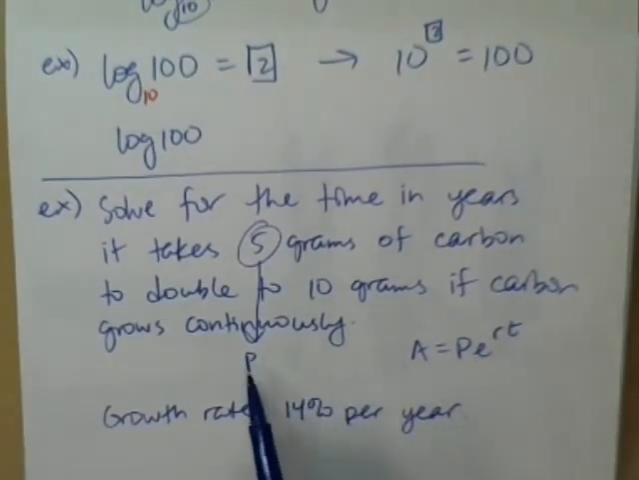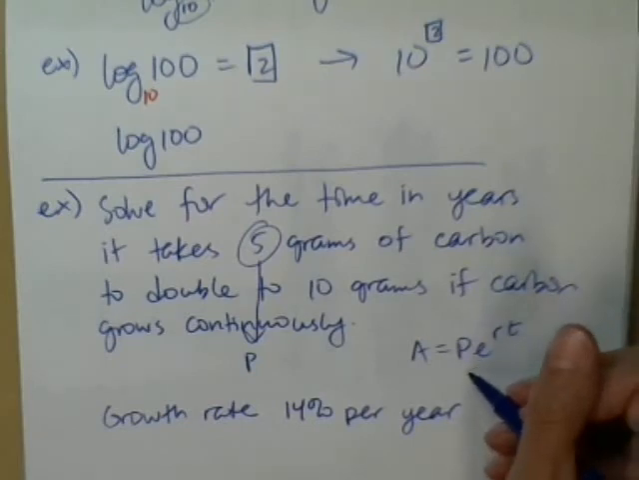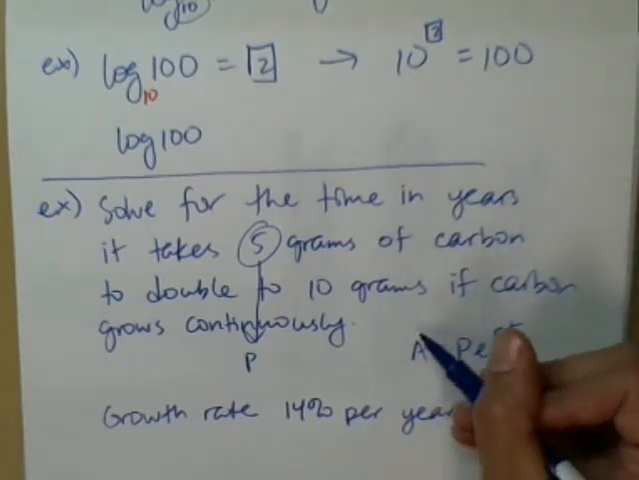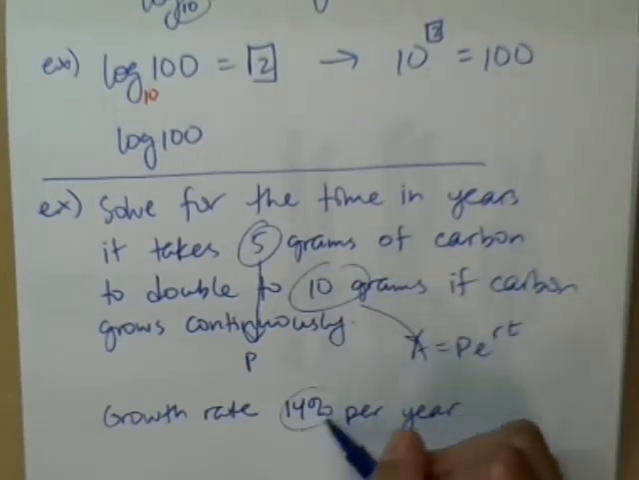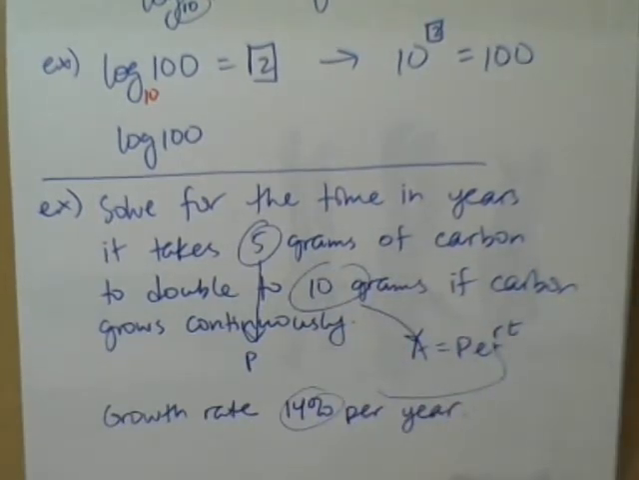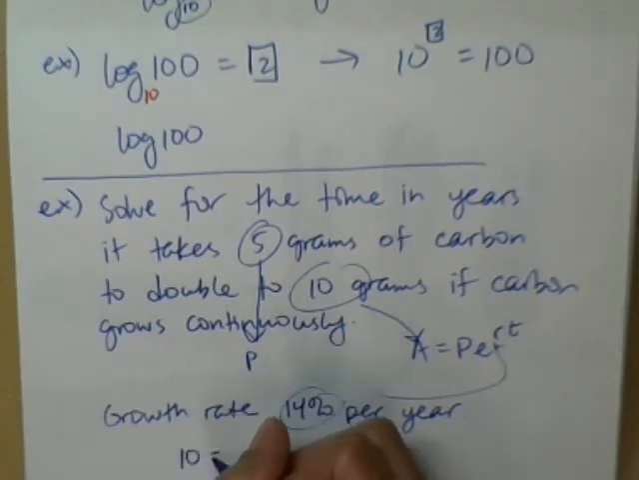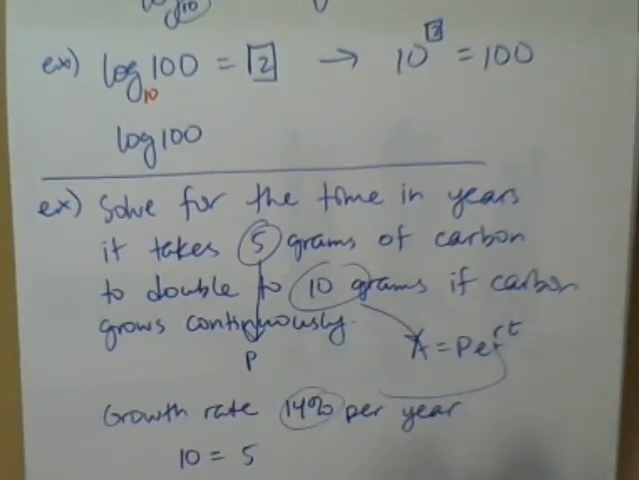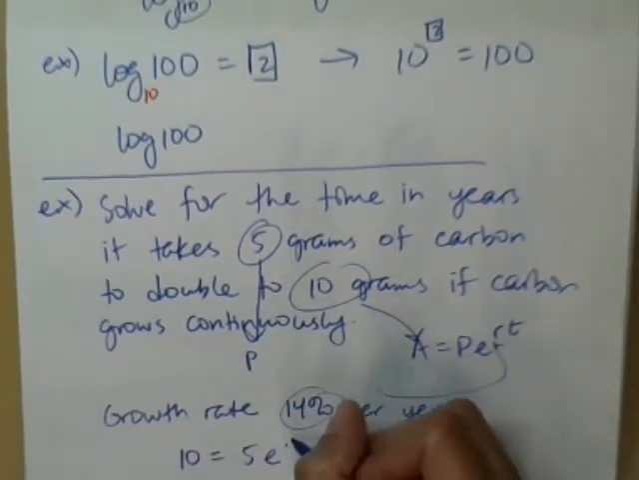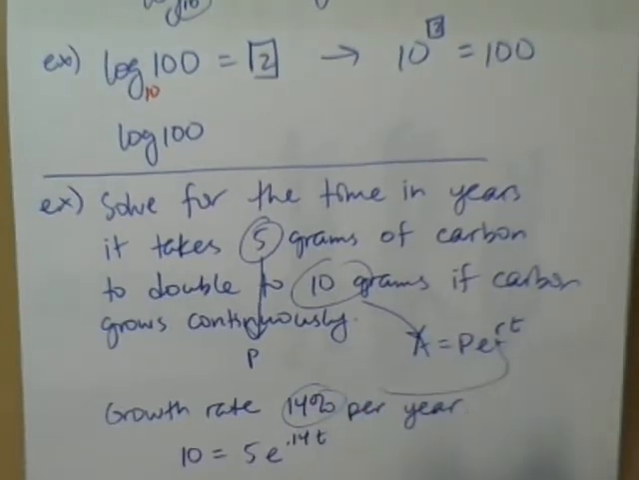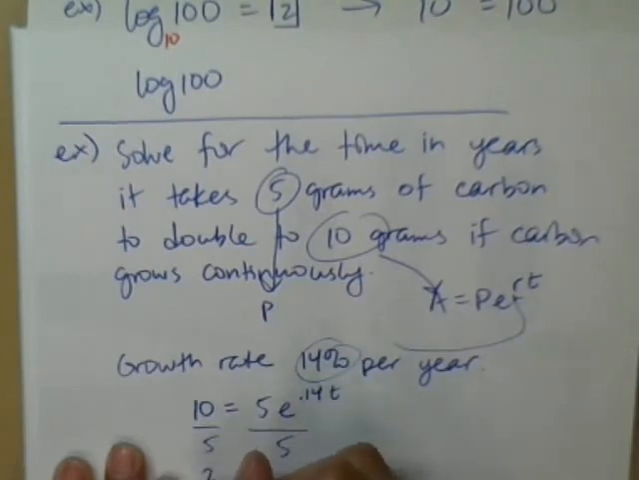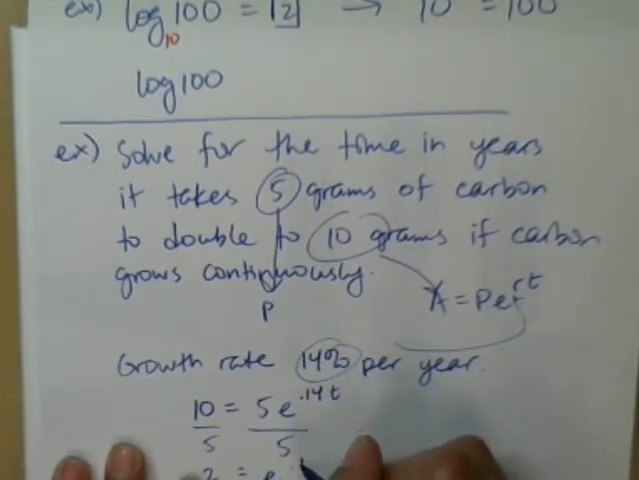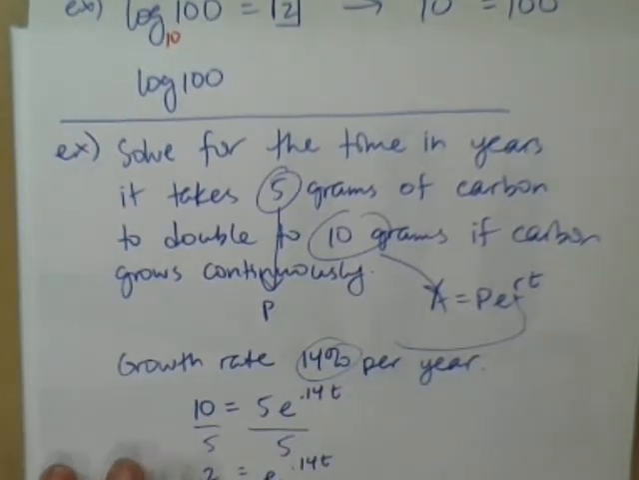So P is my principal, but it's my initial value. A is my final value, that's going to be 10. R I gave to you is going to be 0.14, and we're solving this one for t. So 10 is equal to 5 e to the 0.14t. I start by dividing everything by 5, and I end up with 2 equals e to the 0.14t.